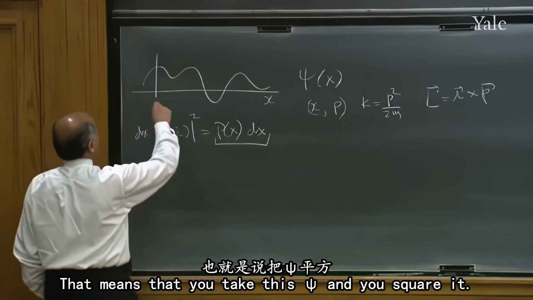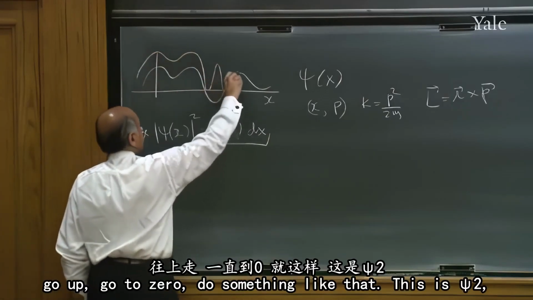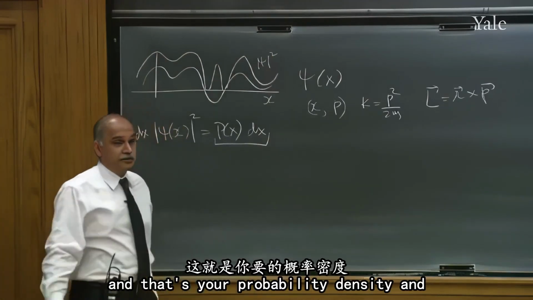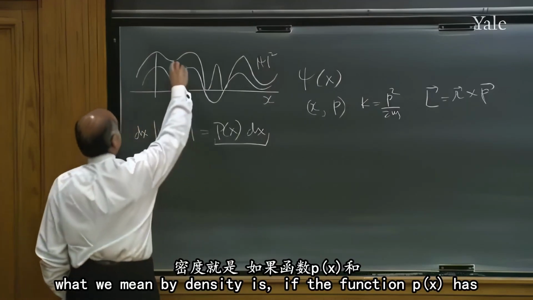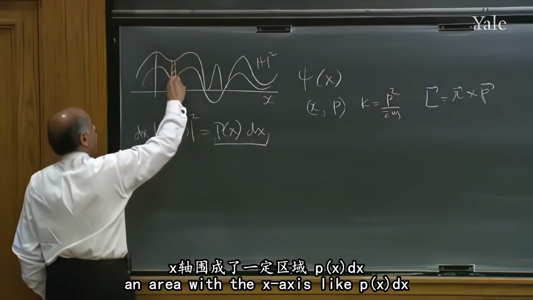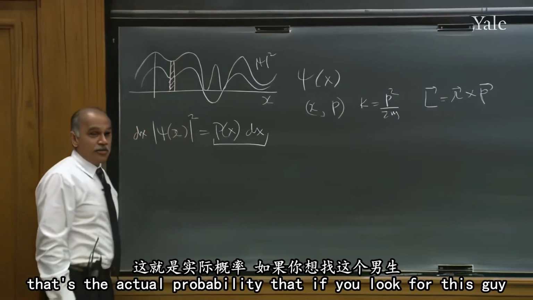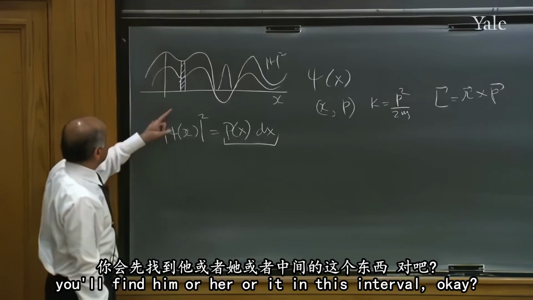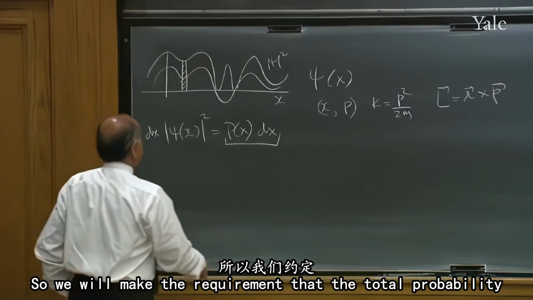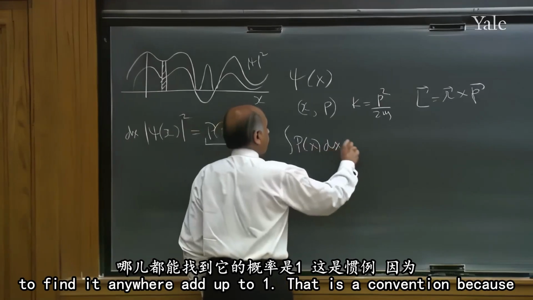That means you take this psi and you square it. So you'll get something that will go to 0 here, go up, go to 0, something like that. This is psi squared. That's your probability density, and what we mean by density is if the function p of x has an area with the x-axis like p(x) dx, that's the actual probability that if you look for this guy, you will find him or her or it in this interval. Okay? So we will make the requirement that the total probability to find it anywhere adds up to 1.